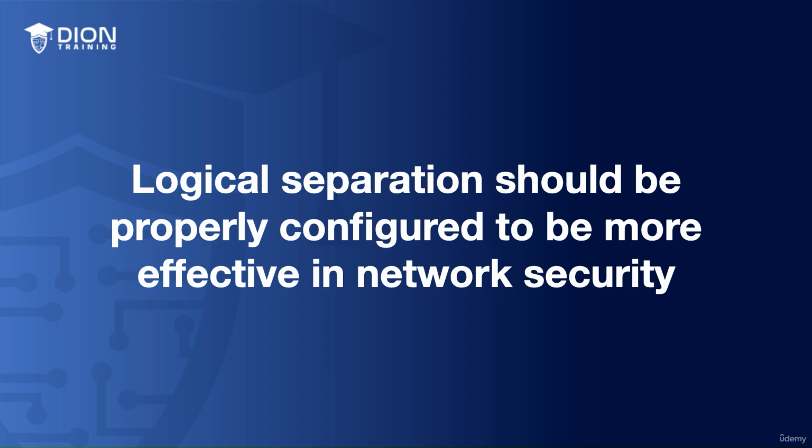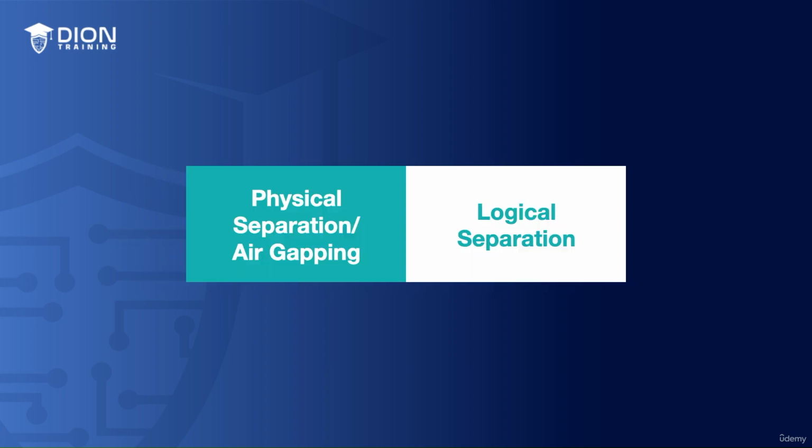So remember, both physical and logical separation play crucial roles in network infrastructure and security. Physical separation, or air gapping, provides a high level of security by completely isolating a system from other networks. Logical separation, while not as secure as physical separation, offers more flexibility and is easier to implement.